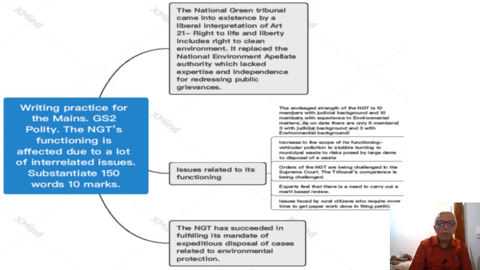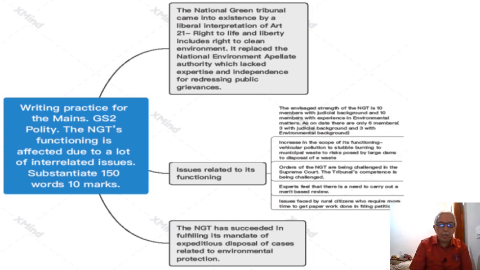So we spoke of how the NGT came into being. We spoke of the liberal interpretation of Article 21 by the Supreme Court, right to life and liberty, right to clean environment. And we also said how the NGT replaced the earlier body, that is the National Environment Appellate Authority.